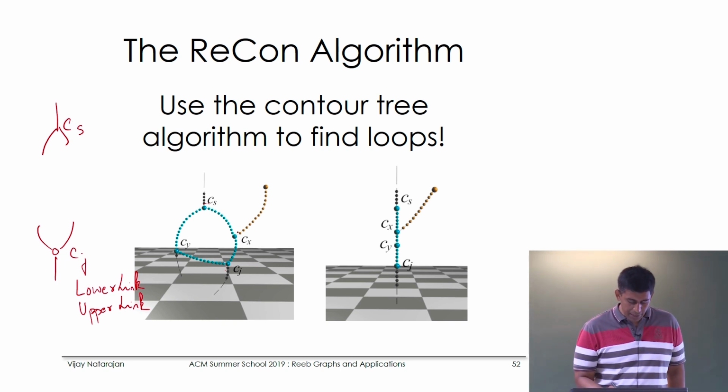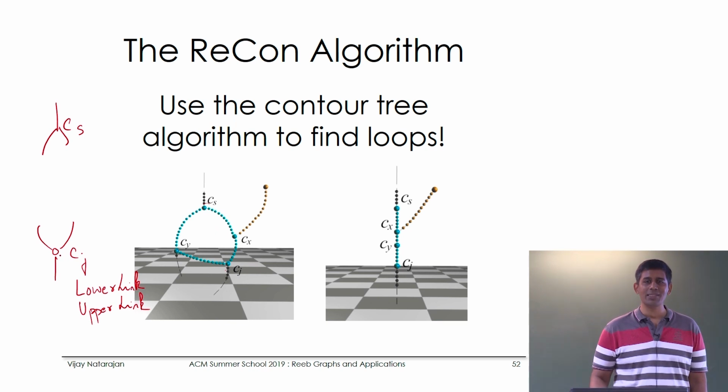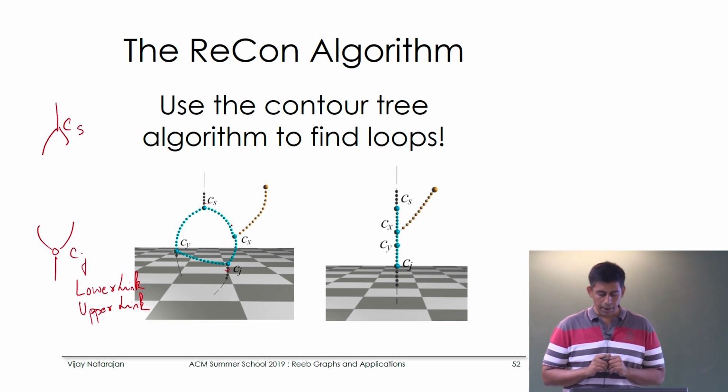But even this guy will have a similar behavior. C sub x will also look locally like C sub j. How do I distinguish and find that I am C sub j and not C sub x? As in, I am a saddle that defines a loop and not somebody who is splitting one component into two components. How do I distinguish between the two? This is the key.